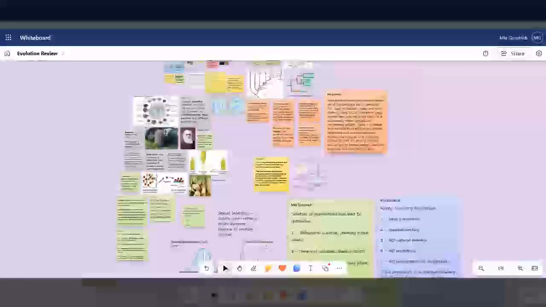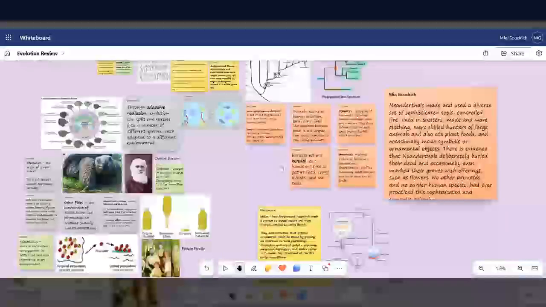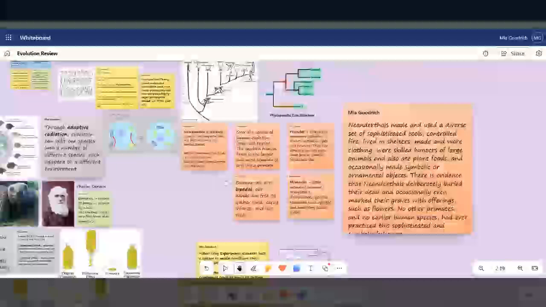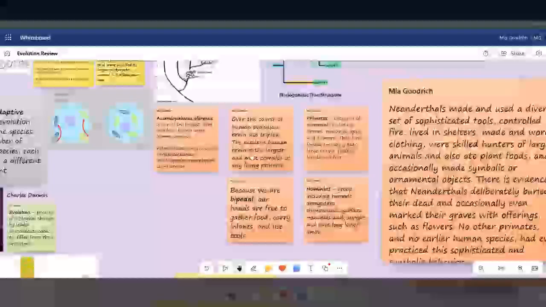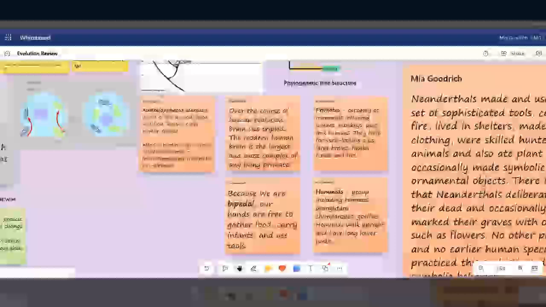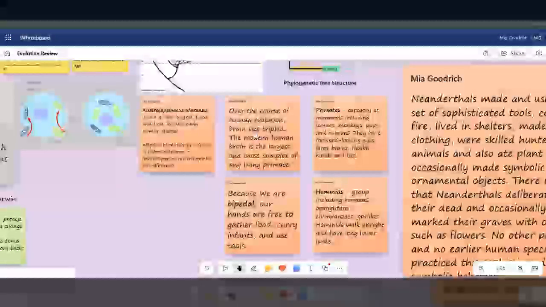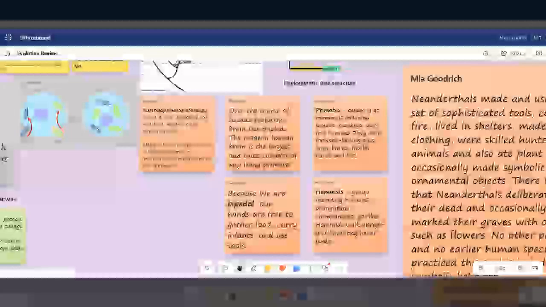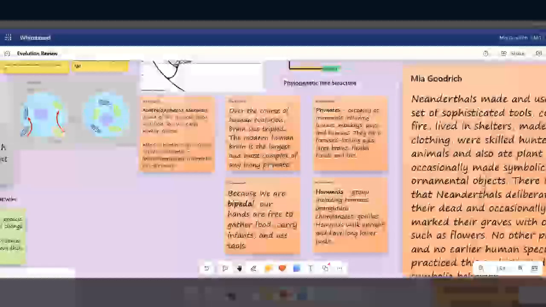Now let's talk a little bit about humans and our evolution. One trend you need to know is that over the course of human evolution, our brain size has tripled. The modern human brain is the largest and most complex of any living primate.